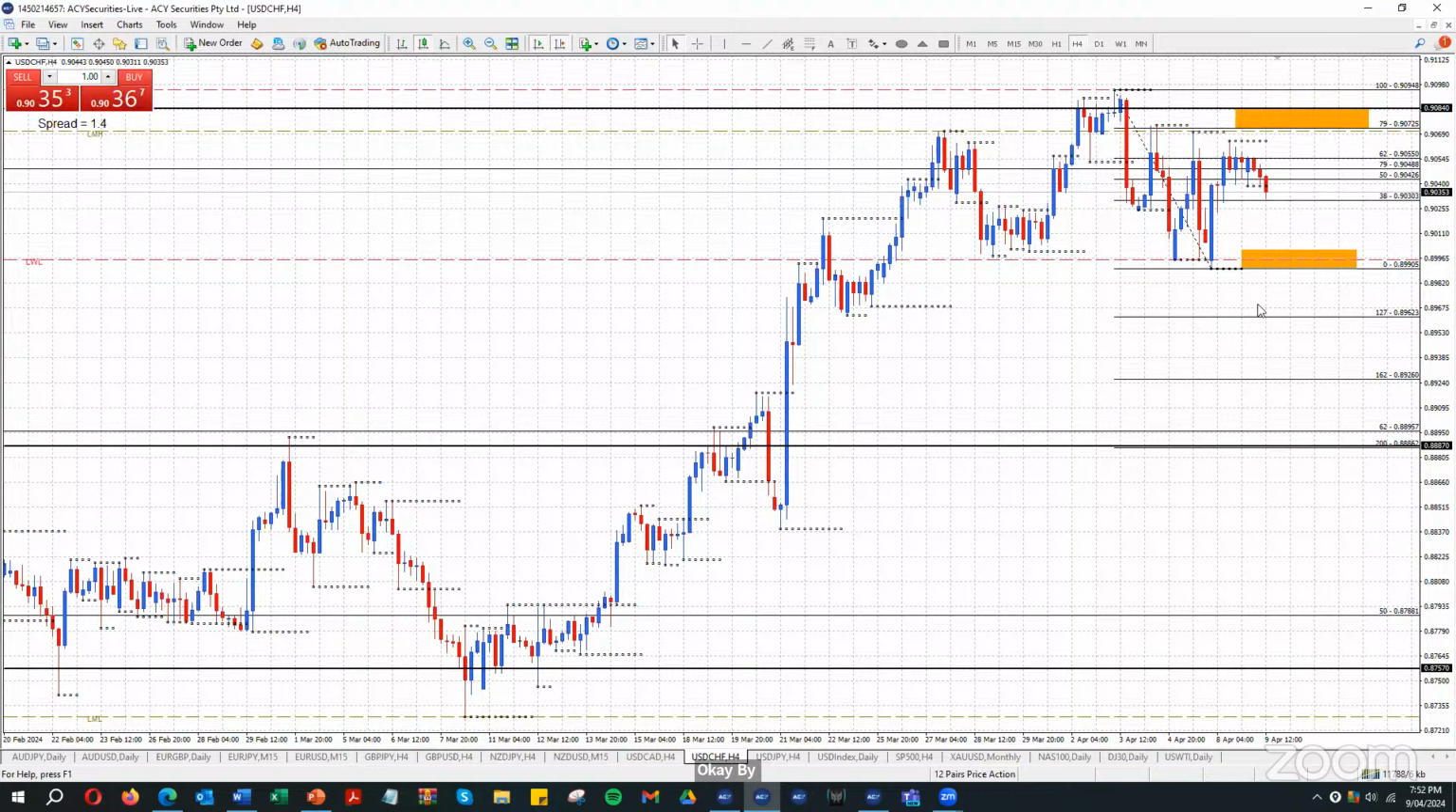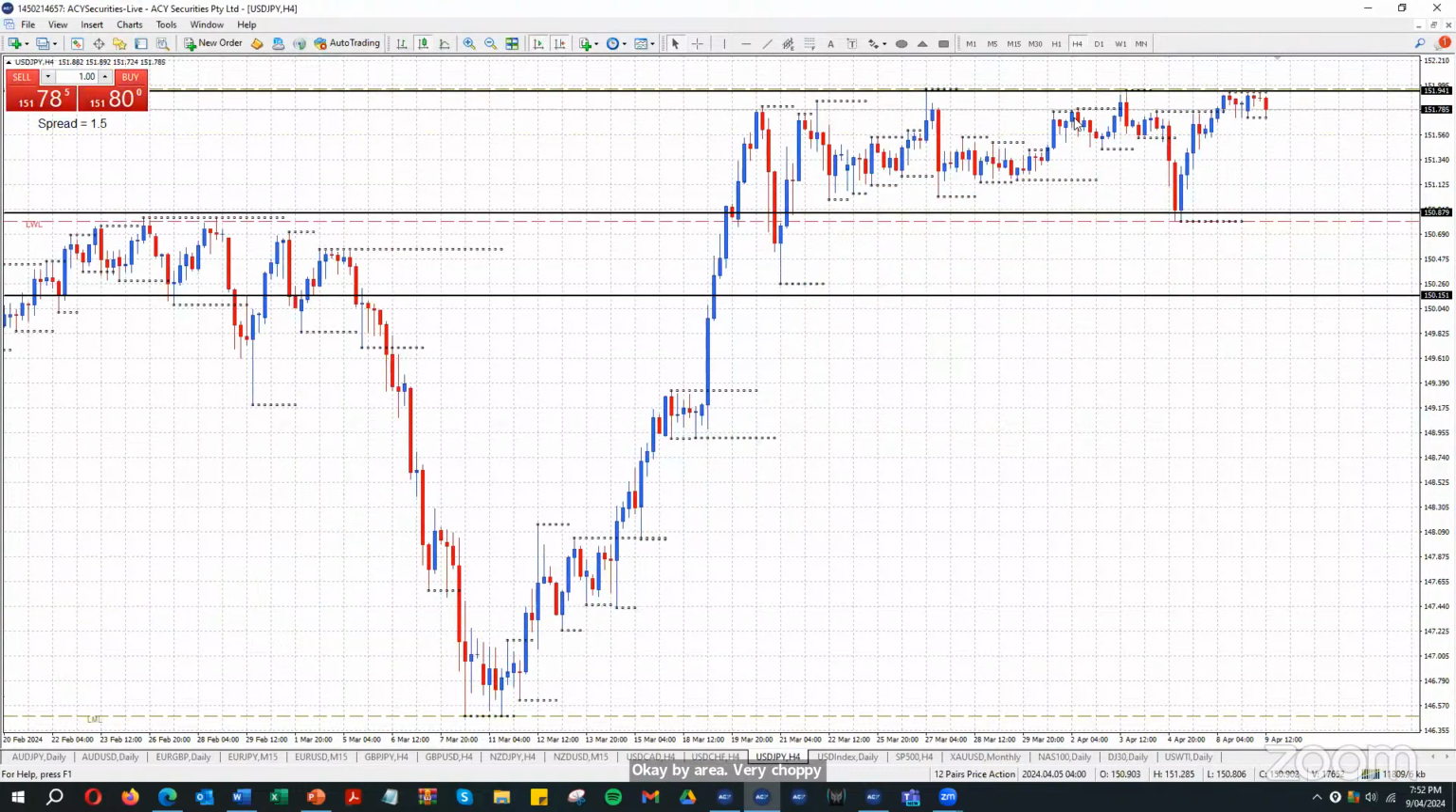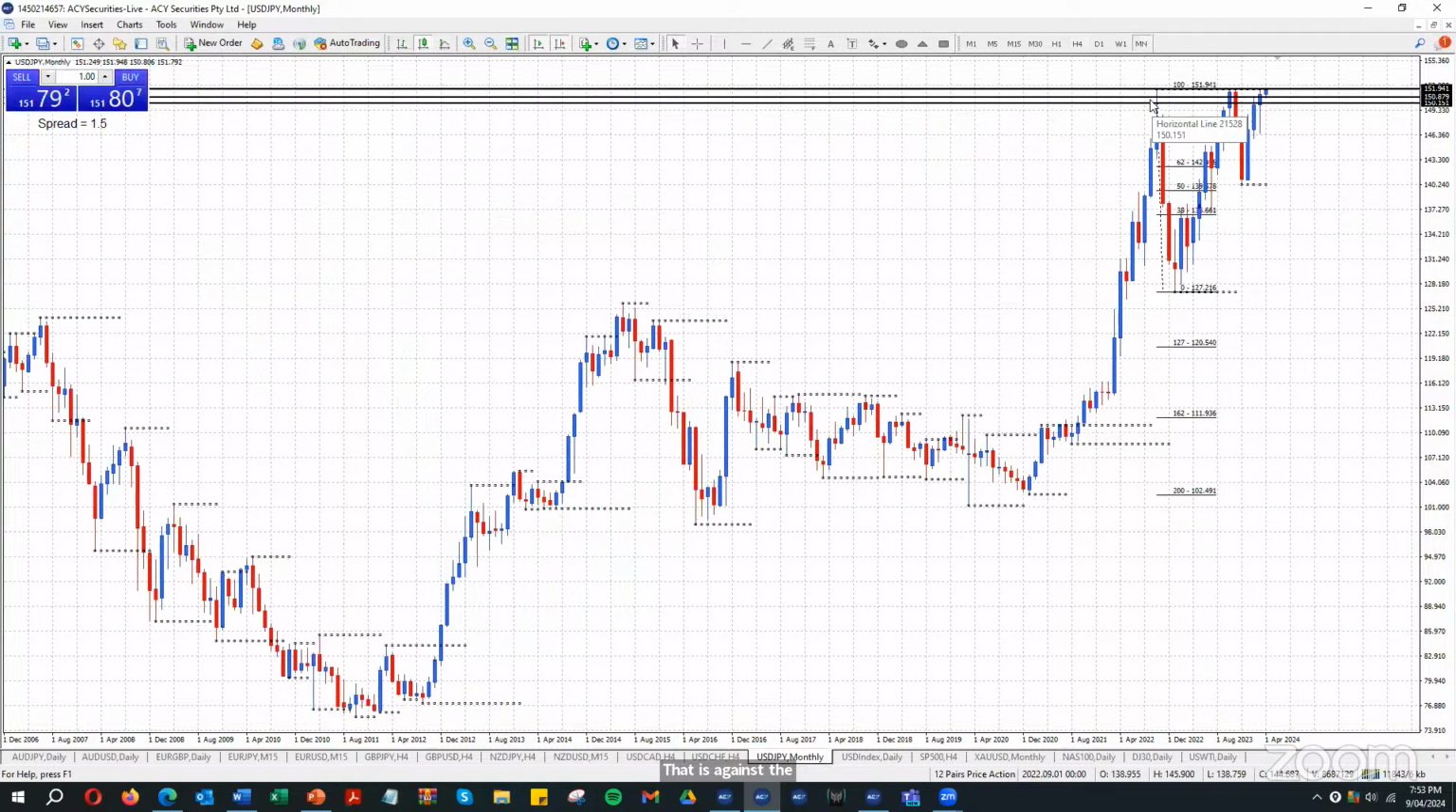Buy area, sell area. Very choppy. Dollar yen. All right. For the last 3 or 4 weeks, I've been saying at the top here is a sell zone. I've been saying up here is a sell zone. That is against the 2022 high. So the monthly chart, 2022 high is here. 2023 high is about 5 pips below it.